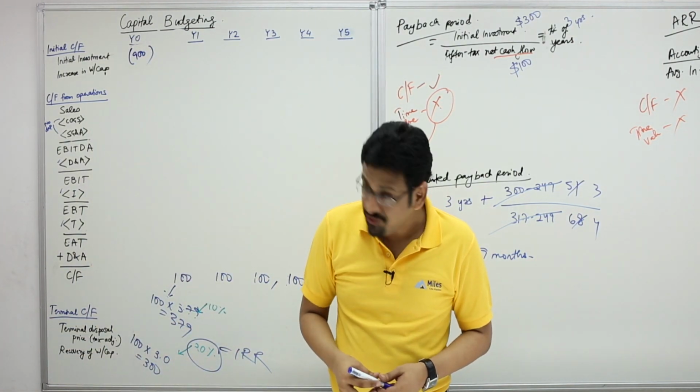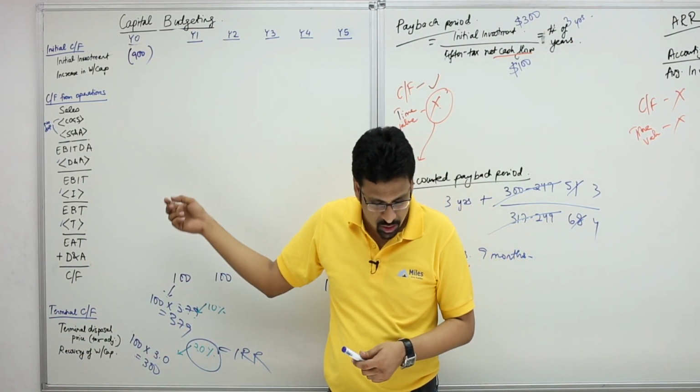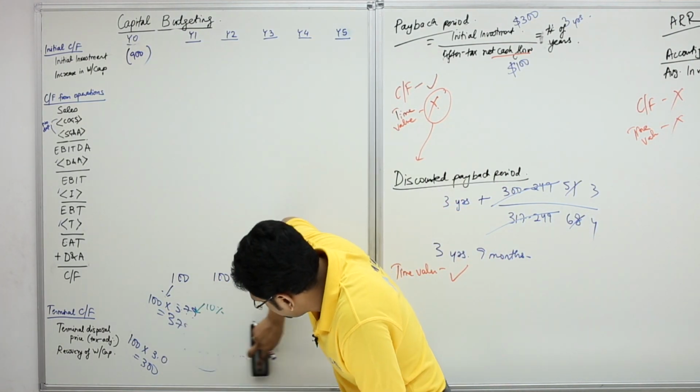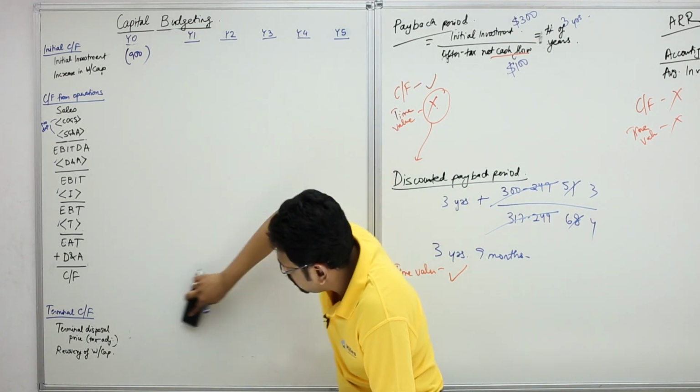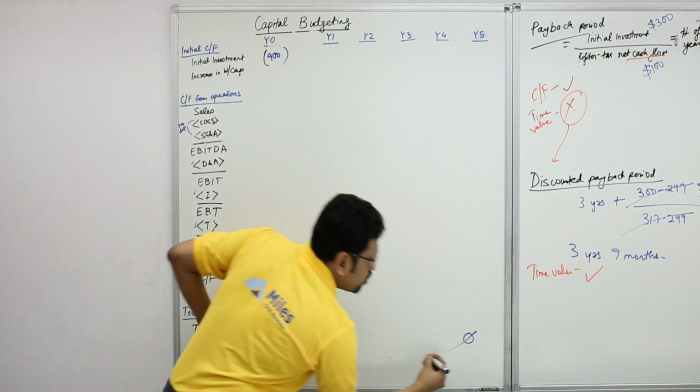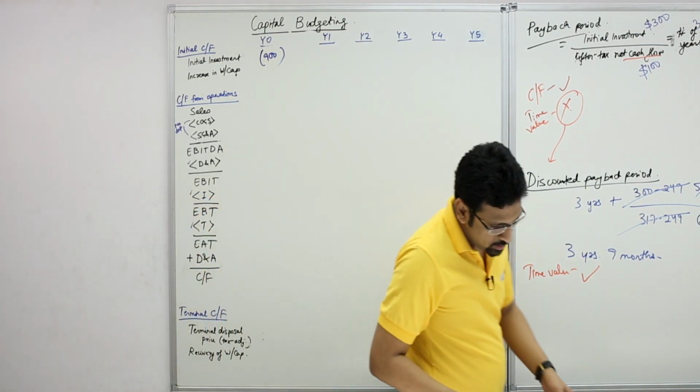And then the useful life is 5 years. So you're going to have cash flows for 5 years. Salvage value 0. So terminal value that you have here. The terminal disposal price, they're saying this is 0.